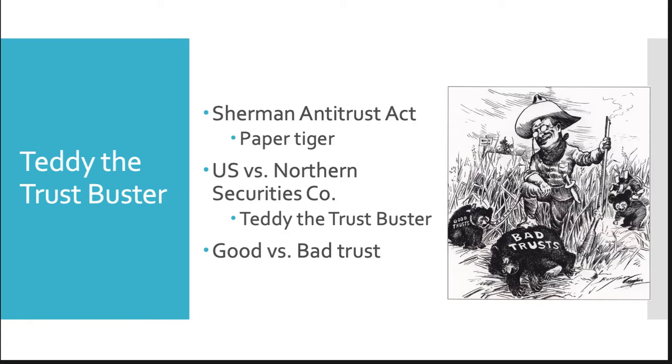And Teddy Roosevelt knew this. So he demands that his Department of Justice takes on and breaks up the Northern Securities Company using the Sherman Antitrust Act, which is the first time the Sherman Antitrust Act was successfully used to actually break up a trust as it was intended to do. And it gets Teddy the nickname Trust Buster.